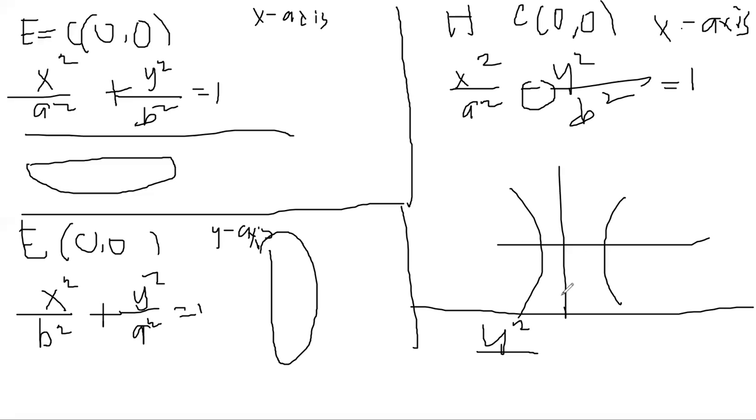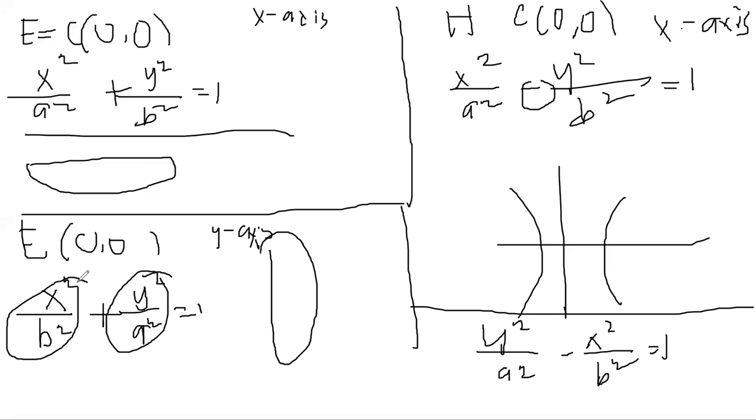Y squared over a squared minus x squared over b squared. Parehas lang sila na yung y squared is kasama niya si a squared at yung x squared is kasama niya si b squared. Kaya lang, mas nauna si y squared here kasi this is negative. Okay. Ang itsura ng ating hyperbola naman dito is pag ganito. Nasa taas naman. Okay? Kita nyo yung difference.